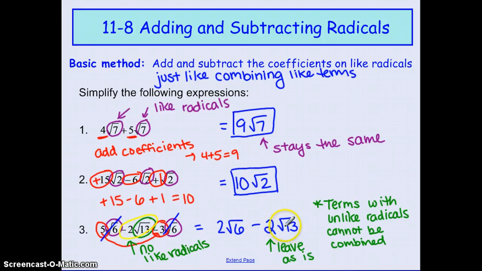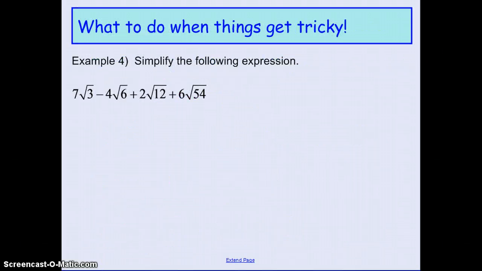Now we're going to look at an example where things start to get a little crazy. As you can see in this fourth example, there are no like radicals. So, do you just give up? Is the problem over? You might like to say yes, I can understand why, because then it would be easy. However, sometimes, and we couldn't do this in the last problem, but sometimes you can do a little bit of creative mathematics and get like radicals, even if it doesn't look like they have like radicals.